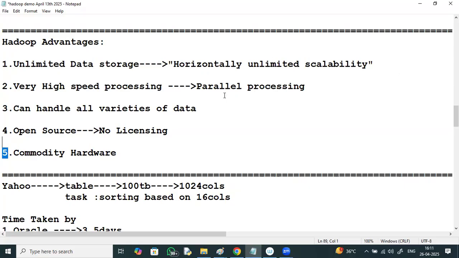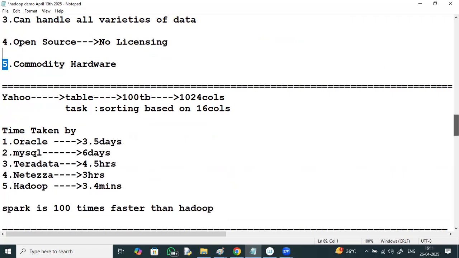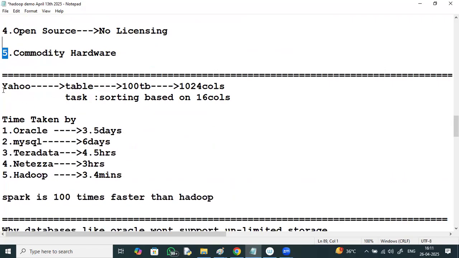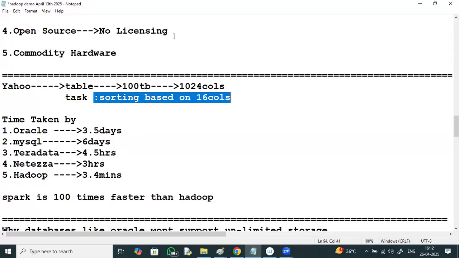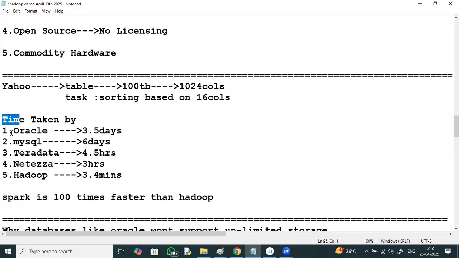Yes, Hadoop is proven in the market from both a storage and a processing point of view. Yahoo conducted a test to check the speed of different databases. It took a table of 100 TB consisting of 1024 columns. The task was sorting based on 16 columns. Oracle took around 3.5 days to process this. MySQL took around 6 days.